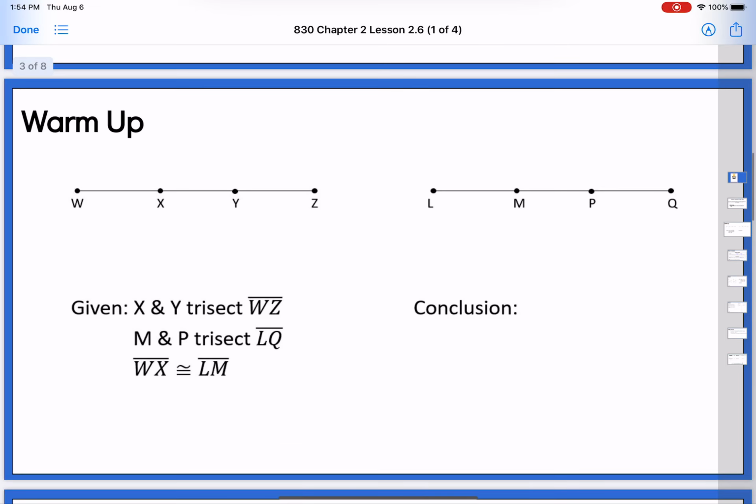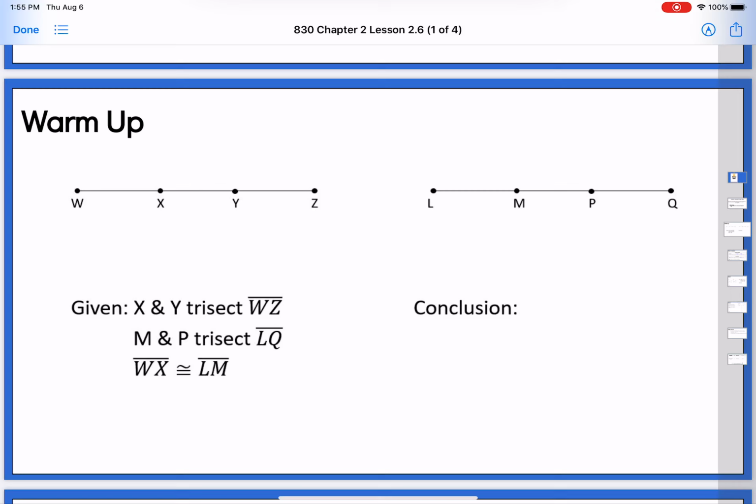So our warm-up is kind of pulling something that you've done before and kind of linking it up to our lesson for today. So you've got two segments there, split up a little bit. So big segment WZ, big segment LQ. In your given, it says that points X and Y trisect segment WZ. Now we've talked about what trisect means before, so hopefully you remember. It says points M and P trisect segment LQ.